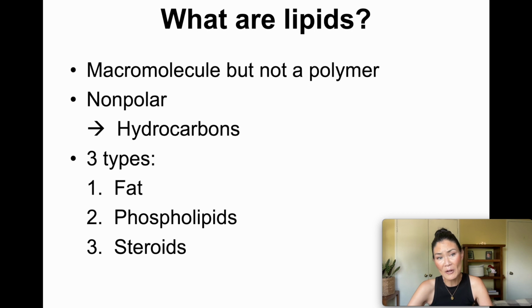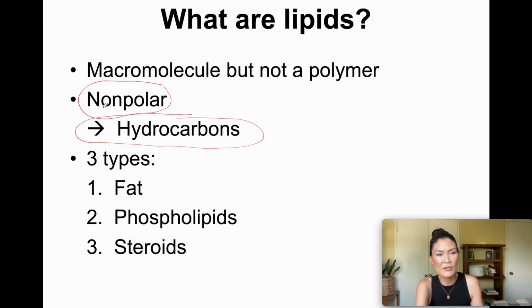Lipids are also macromolecules, or really large molecules, but we don't really consider them to be polymers because they're not really made up of long chains of anything. They're actually made up of fatty acids, which are hydrocarbons, but they're not really made up of monosaccharides like carbohydrates. Okay, but the reason why lipids are grouped together as lipid is because they are non-polar, primarily because they're made up of hydrocarbons. Okay, so hydrocarbons are non-polar.